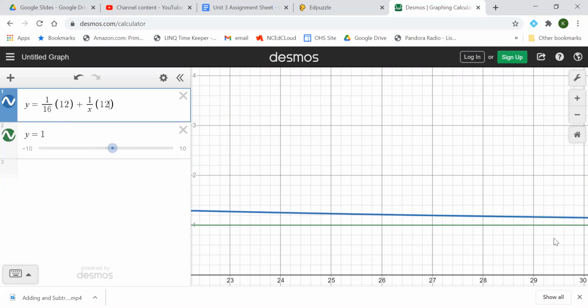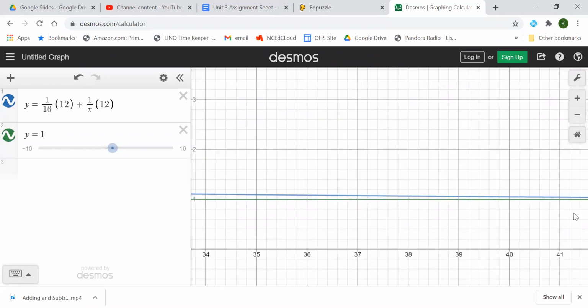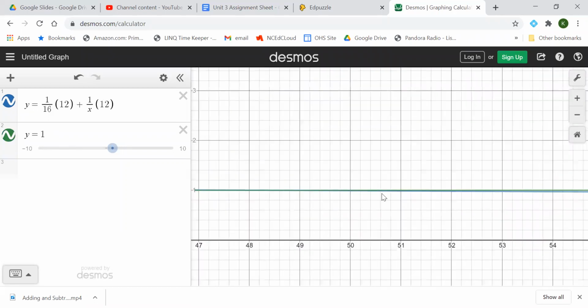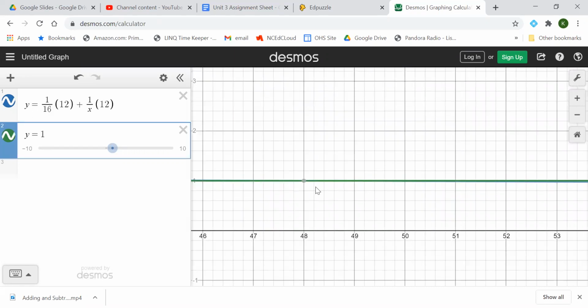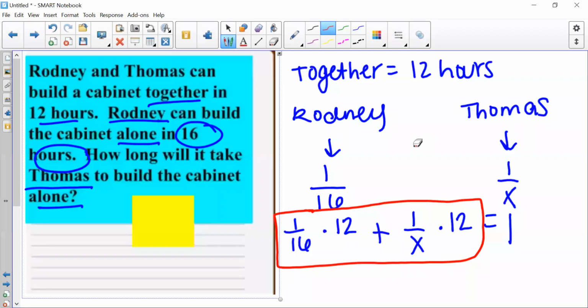And find where that crosses the y equals 1 line. And when it looks like, hey, they've crossed, I just click around the lines and it will put your dot up for you. And so they cross at 48 exactly. So X is 48 on this one. So Thomas is a very slow cabinet builder. It would take him 48 hours exactly.